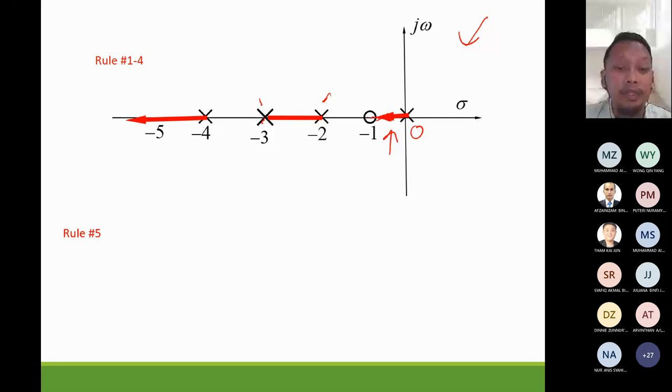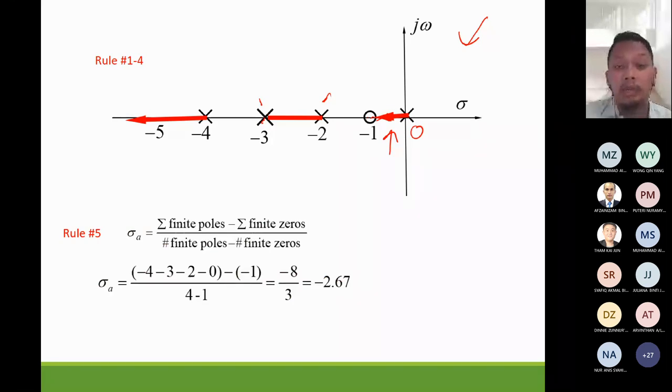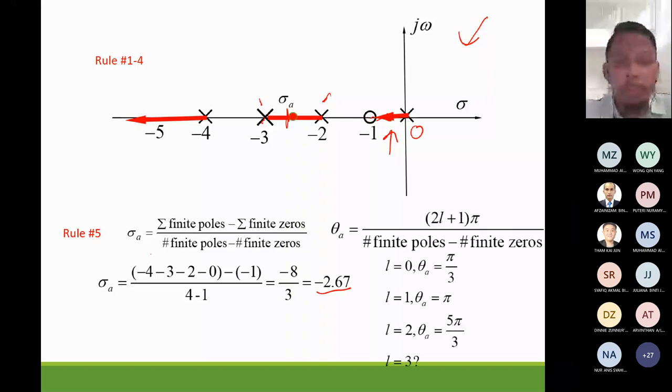Okay, so rule number 5 is about finding the asymptote. So we know that these branches of root locus will go to infinity. So maksudnya ada asymptote. Okay, maksudnya the branch will not cross the asymptote when it goes to infinity. So you need to calculate the asymptote. Okay, so to calculate the asymptote, simply use the formula. So you get this real axis intercept, which is somewhere here. And then you can calculate the theta A as well, the angle of asymptote. So you have three angle of asymptote.